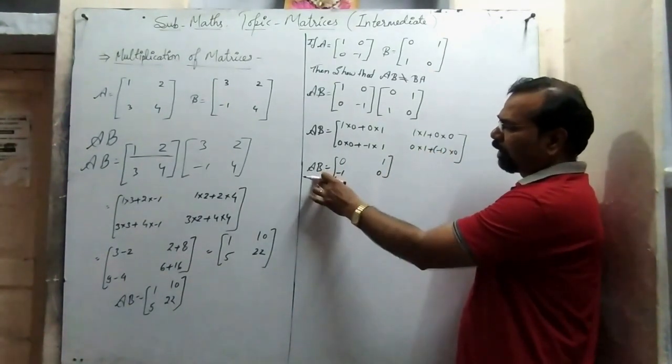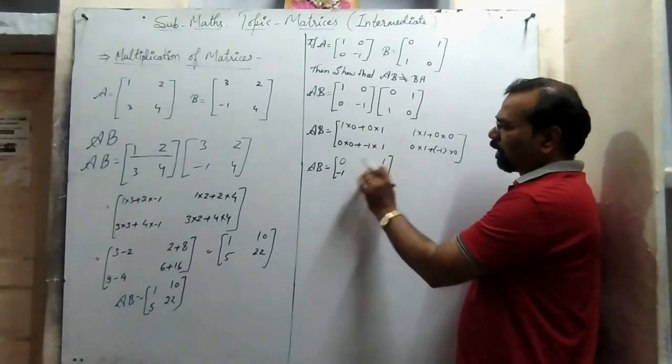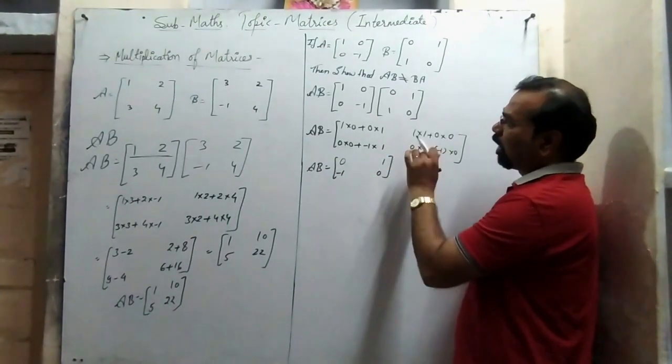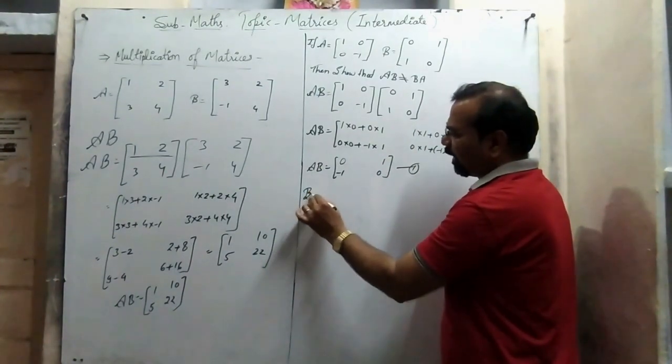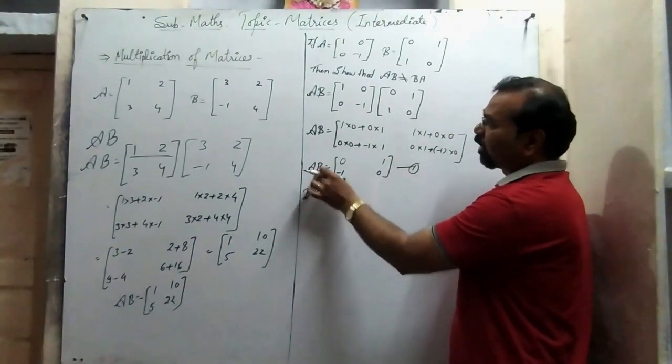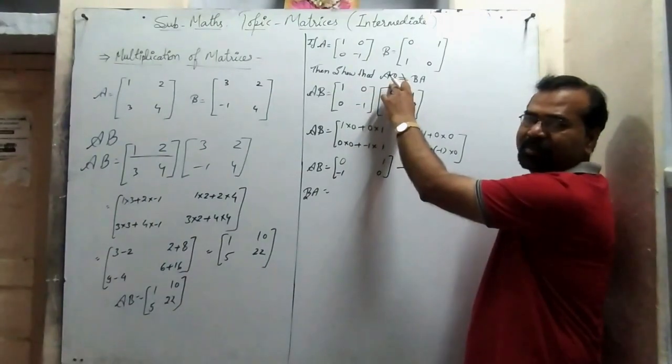So the value of AB is equal to 0, 1, -1, 0. Again, we can find the value of BA, that is equation 1. According to the question, we have to find AB.